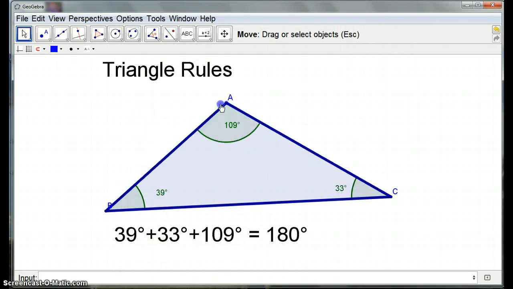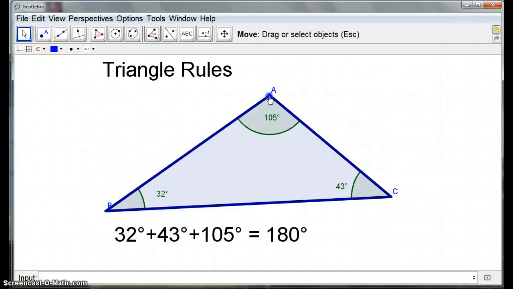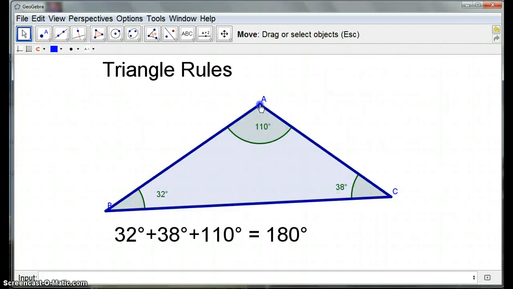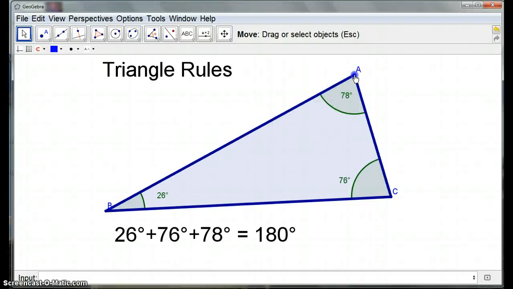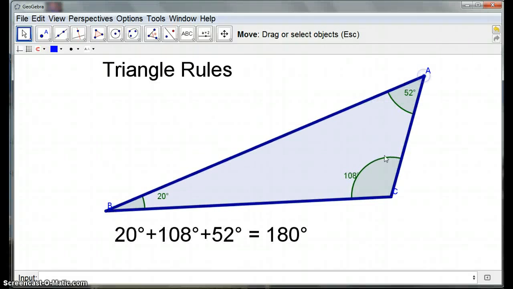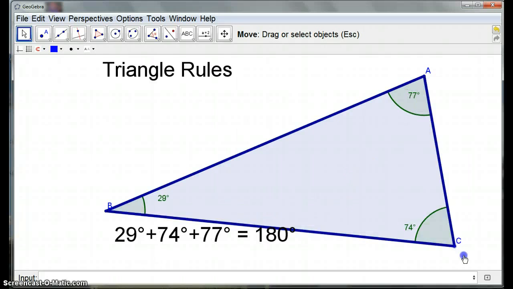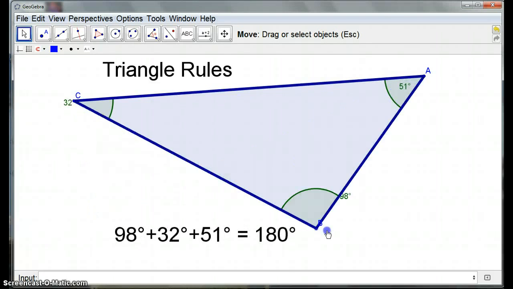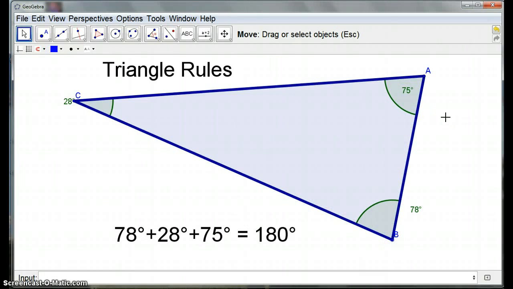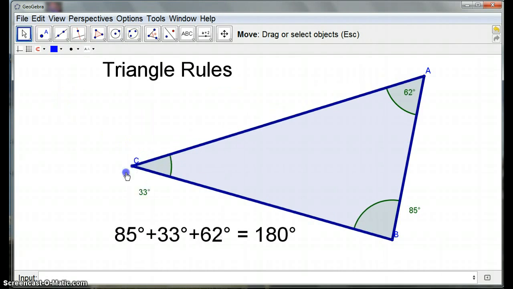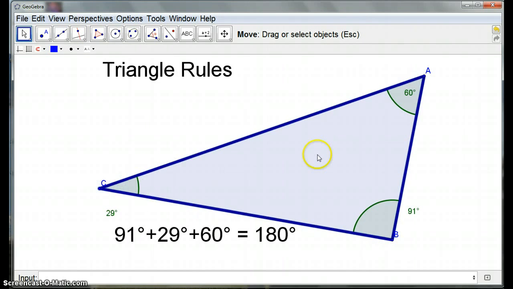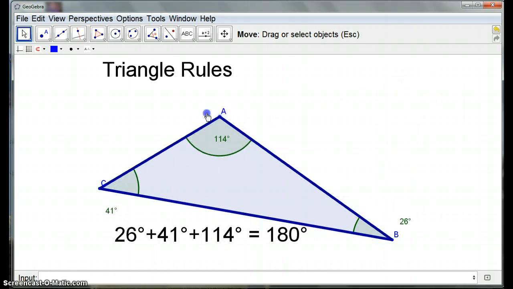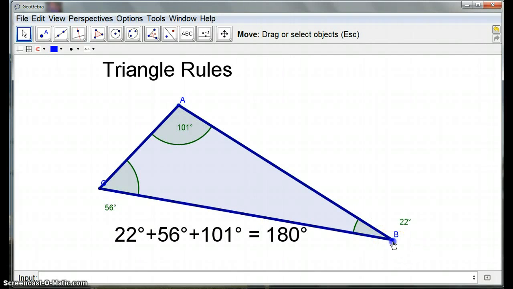Okay, so now what's happening? When I'm moving this, angle A, angle B and angle C are all what? Changing. What's not changing? The angles in a triangle. So what I've got there is a visual proof of angles in a triangle adding up to 180. Does that make sense? Yeah? Now I'm going to develop that proof slightly.